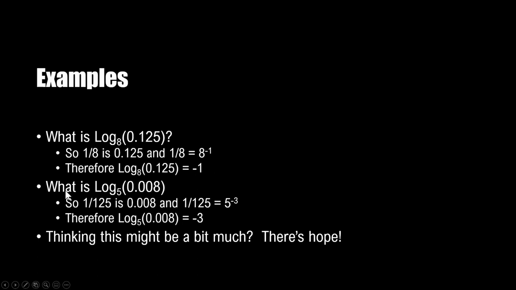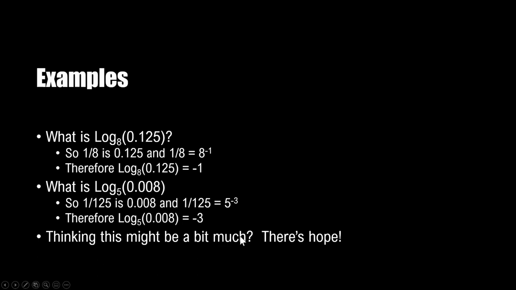All right, what about this one? What is log base 5 of 0.008? Okay, well, I know that 1 over 125 is 0.008. And 1 over 125 equals 5 to the negative 3. Don't believe me? Type it in your calculator. But see how I have that exponent? Therefore, the log base 5 of 0.008 is negative 3.